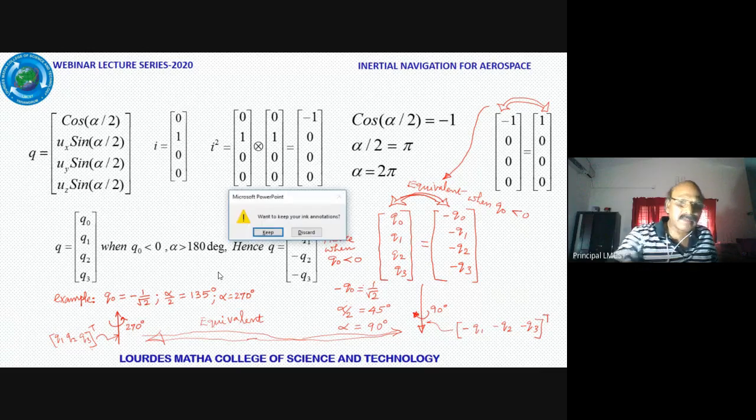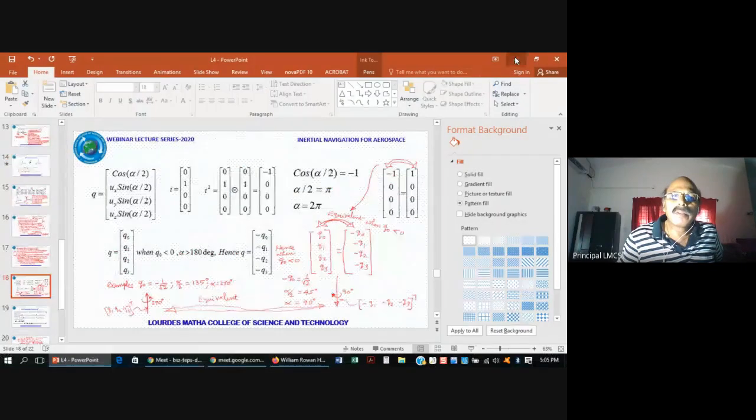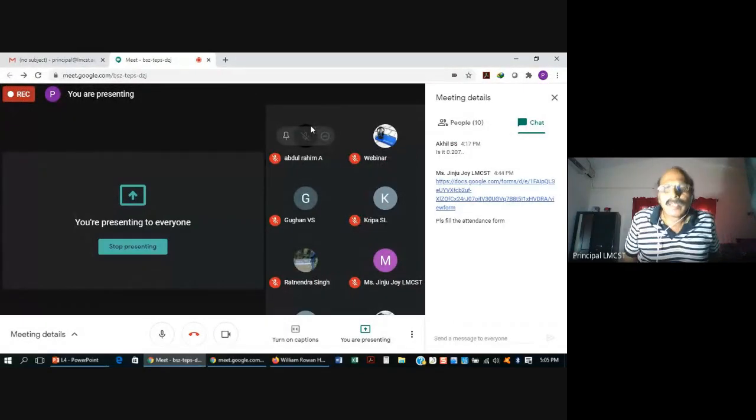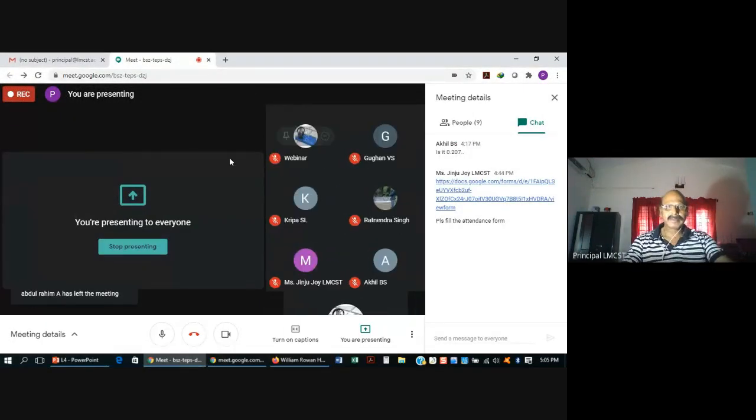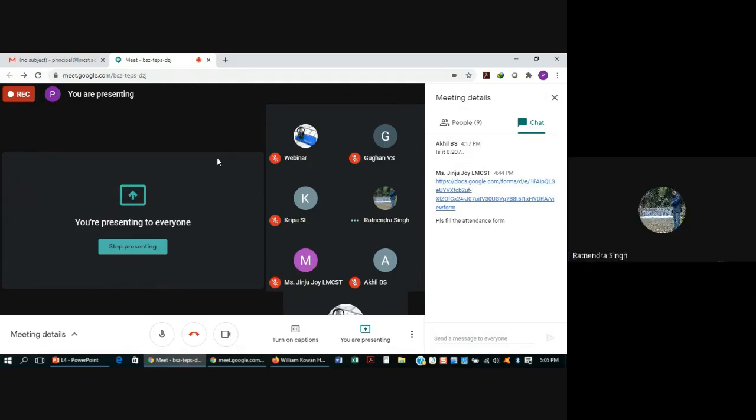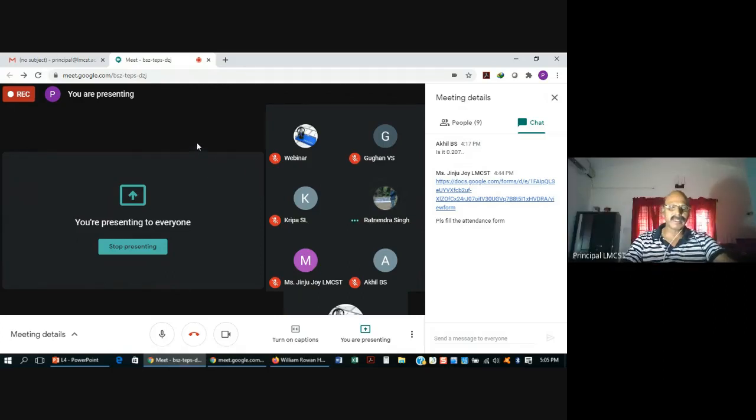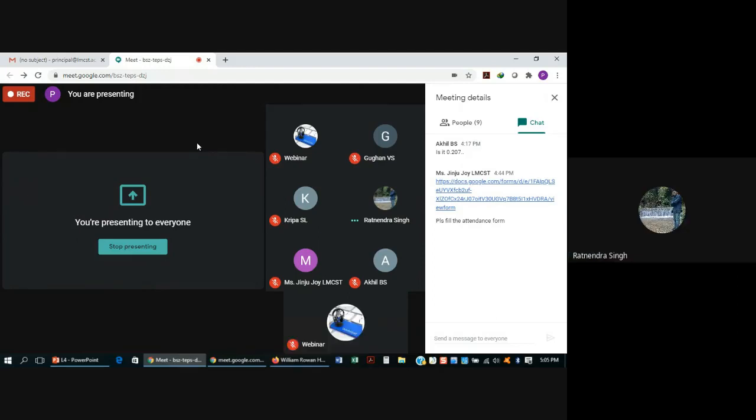Ratnendra Singh, you have studied quaternion there. How do you feel now? We haven't studied quaternion. We were just introduced to it, so that it is used for rotation. So now it's good, sir. Now I can understand something. I can relate to that.